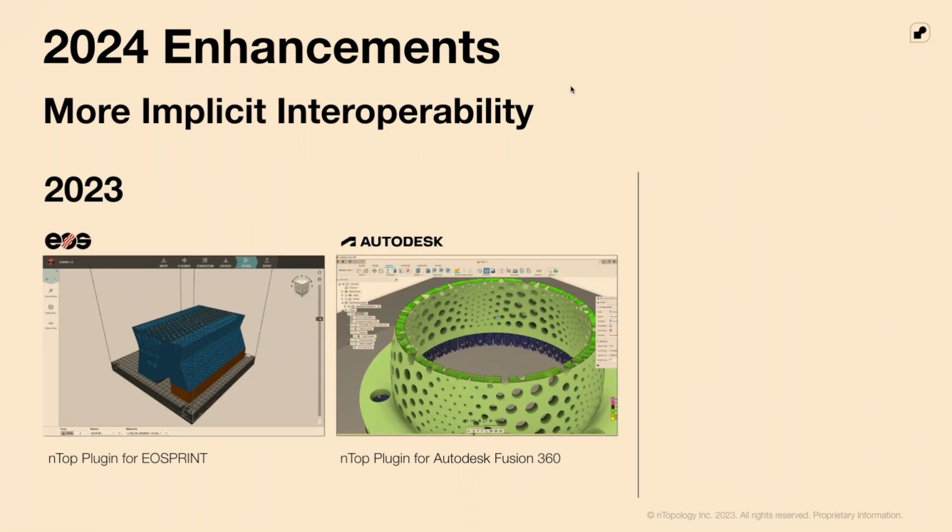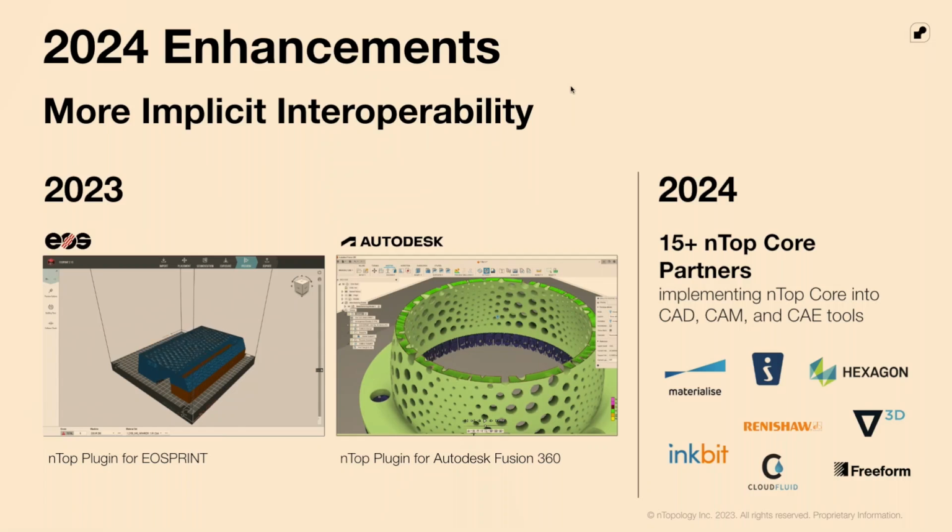Second is more implicit interoperability. In 2023, we announced integrations with EOS and Autodesk. Autodesk will go live in about a month or so, which will come out in Fusion to be able to read in nTop implicits into Fusion and do downstream operations from those implicit models. In 2024, we're working with about 15, a few more than that now, nTop Core partners. And the goal is really to build out the implicit ecosystem so that more tools can read in implicits, slice them, do analysis on them, go back into a CAD system, make drawings, do CNC toolpaths, etc.